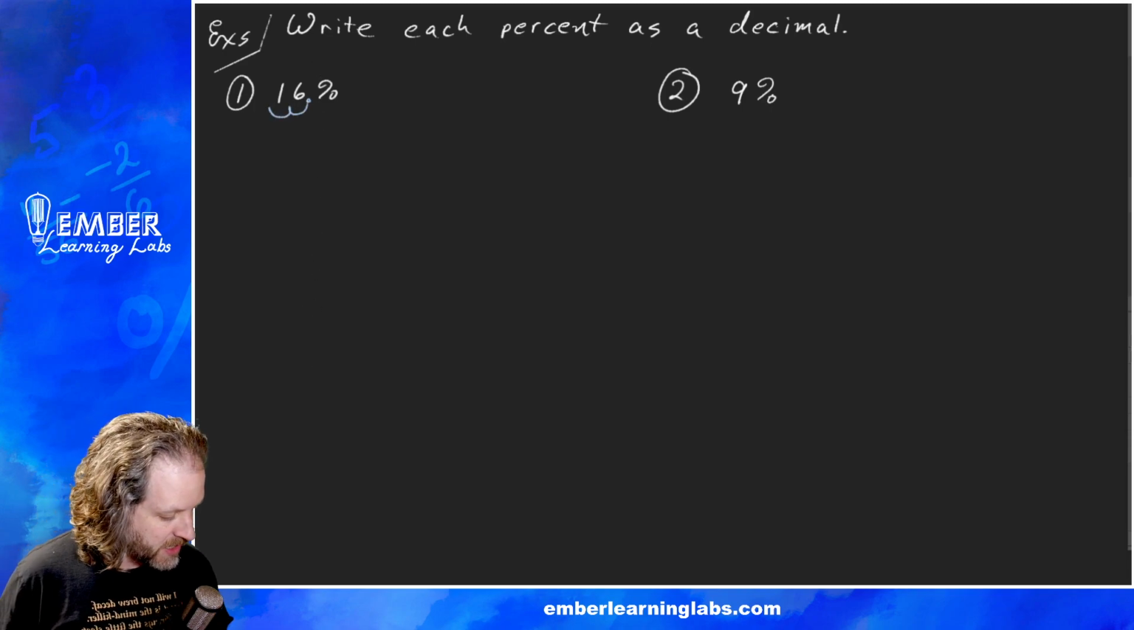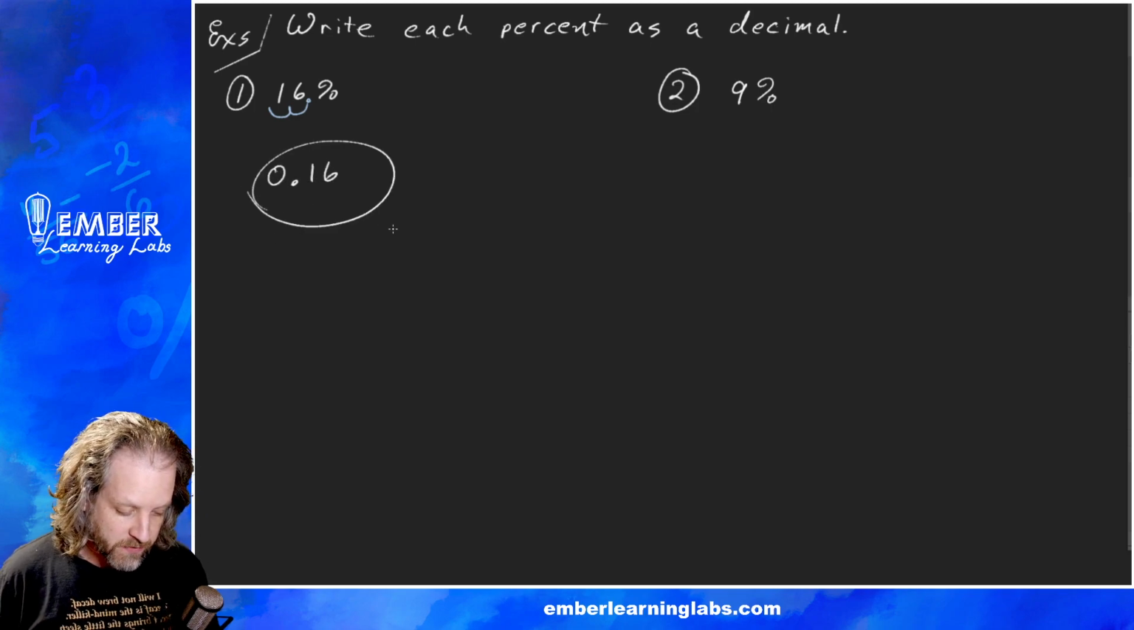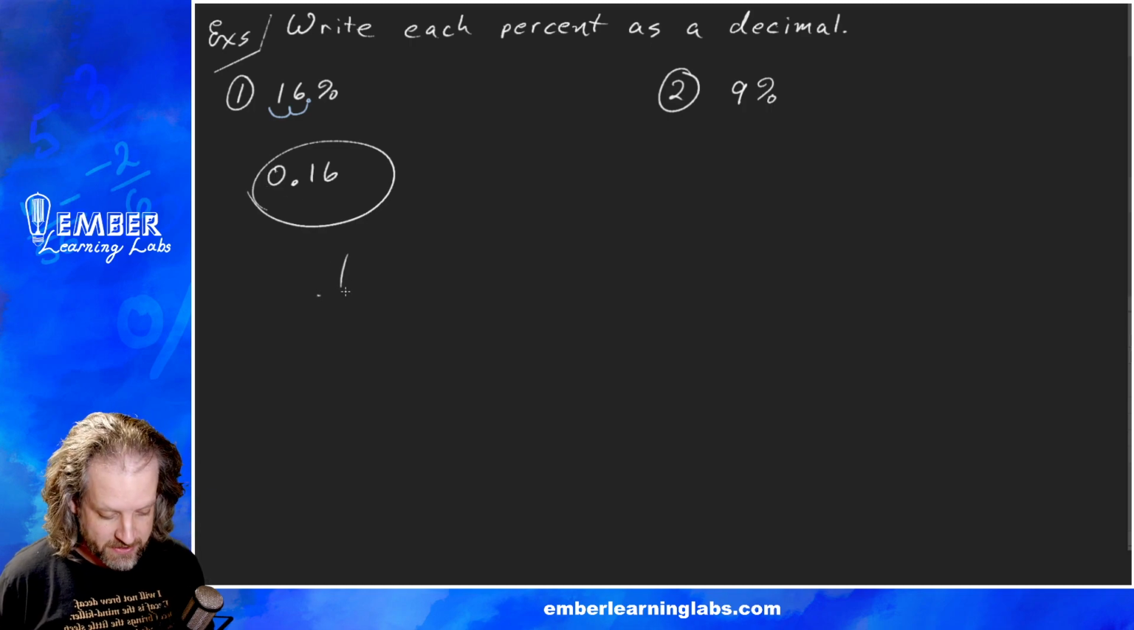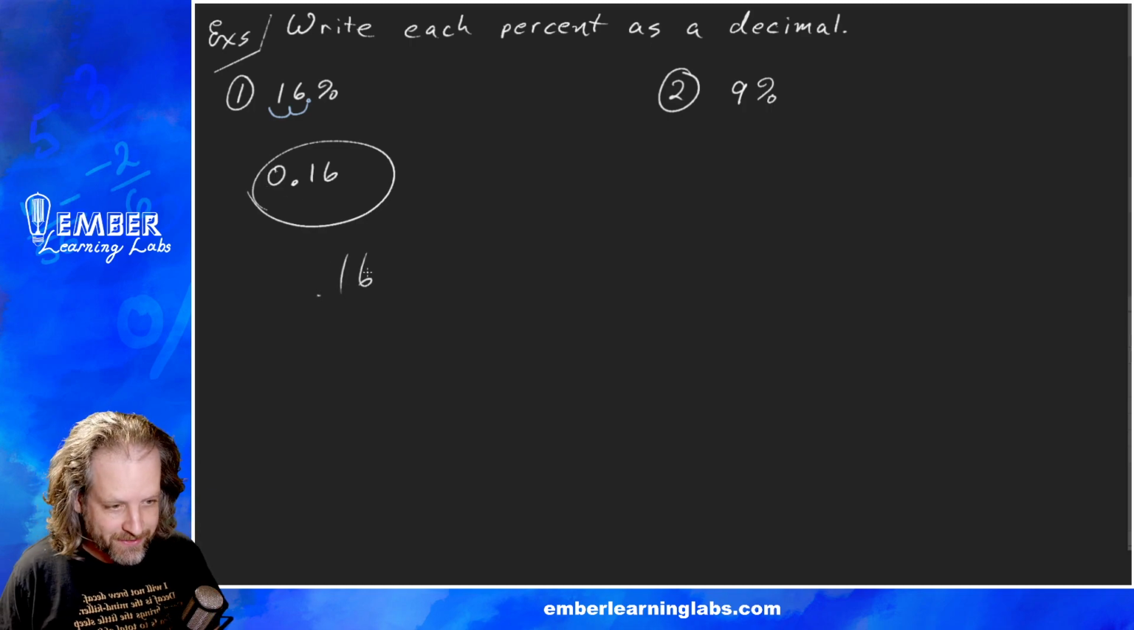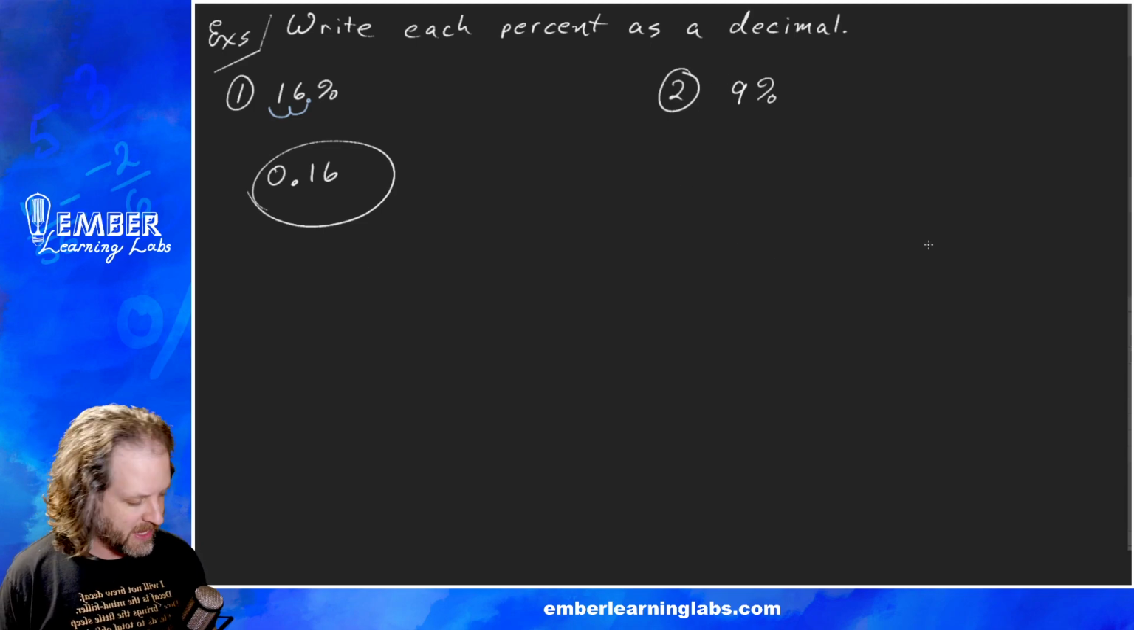So 16% would be 0.16. Don't forget to put that 0 on there, right? .16 that's not really a thing. We've got to make sure we add that 0. That's very important.